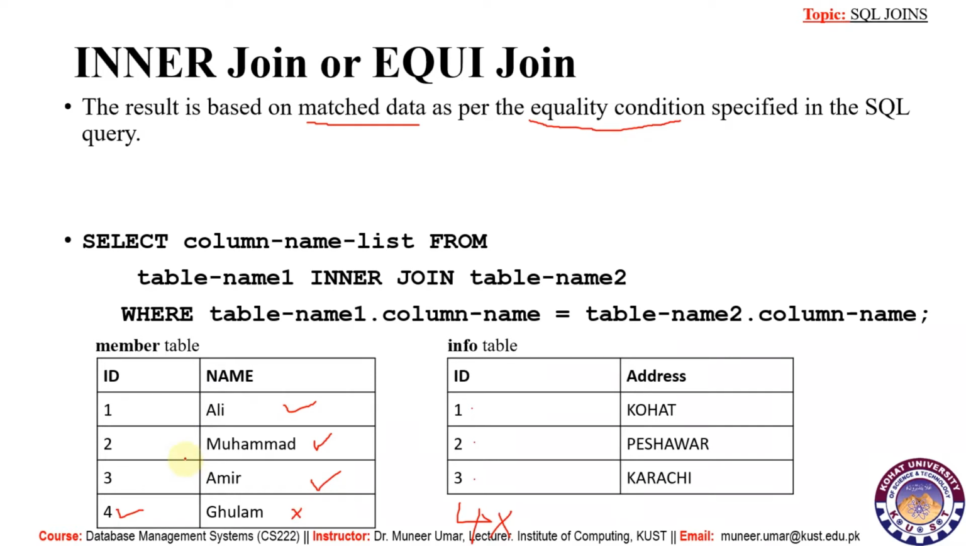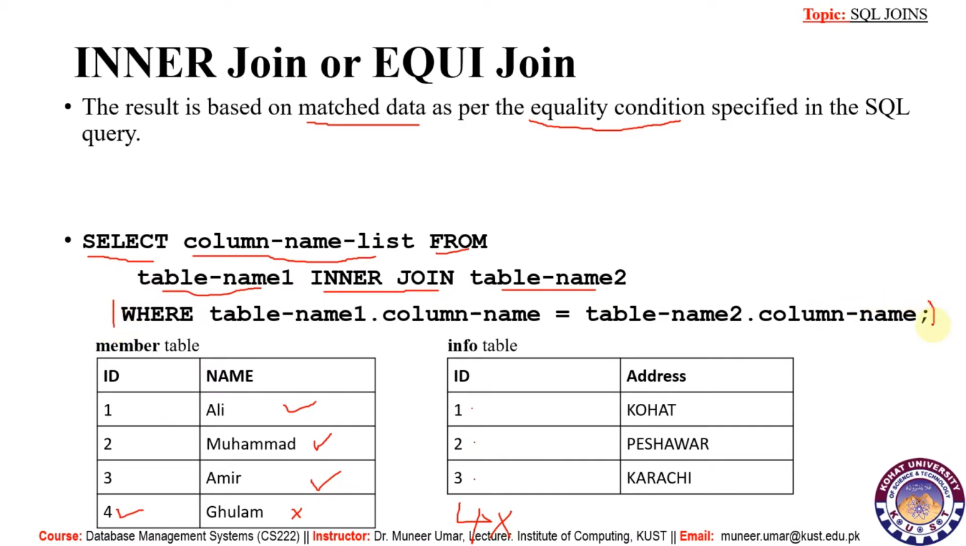The query is quite simple. We need to type select, as we did in our previous join. Then the column list, we can give any number of columns, or we can type star, from table 1 inner join. This is the keyword, and then table 2. After that, we must give the condition.